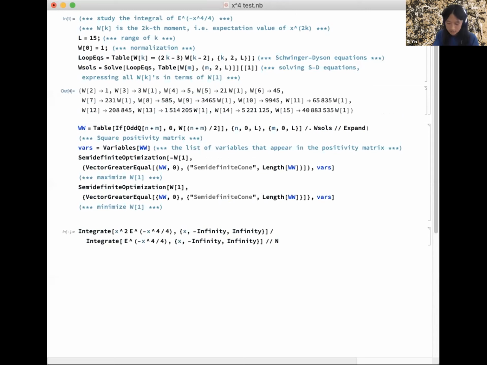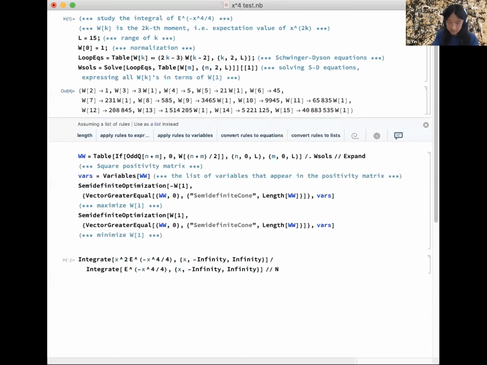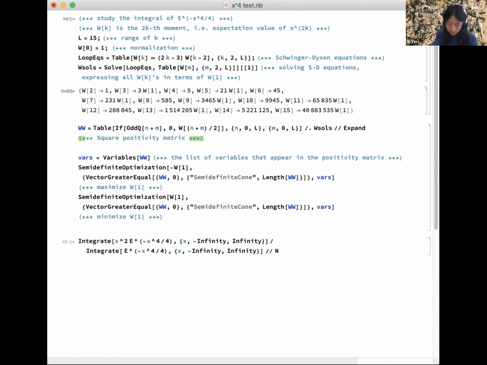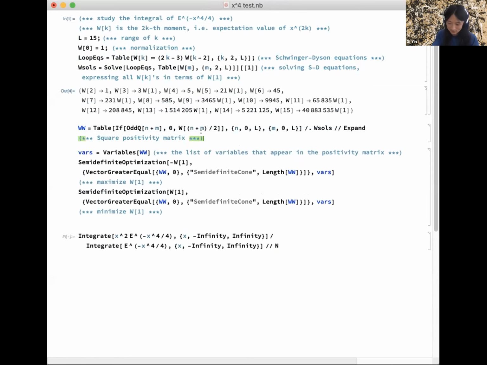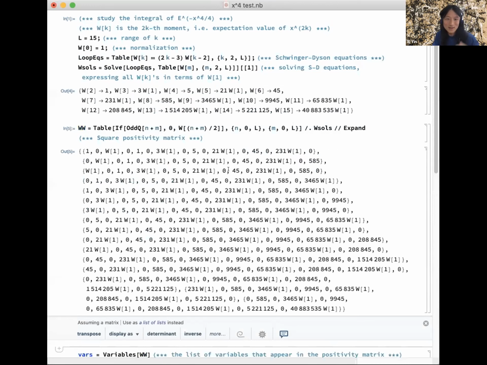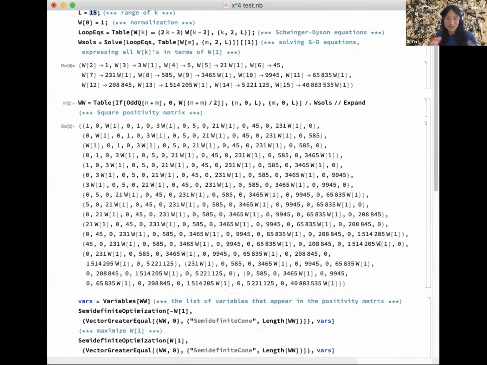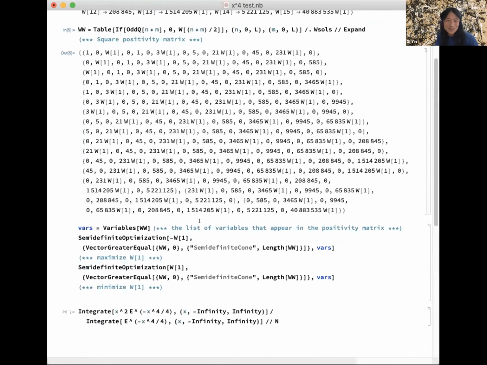And then in this case you have the square positivity. So this ww is the matrix of square positivity. You can take a look at what it looks like. I take some arbitrary cutoff L, so it's a truncated version. L is 15, so I keep up to w15, and I get this matrix. This matrix is supposed to be positive semi-definite, and I've solved all the entries in terms of w1. So that's the matrix that's supposed to be positive, and then you can just use the method.